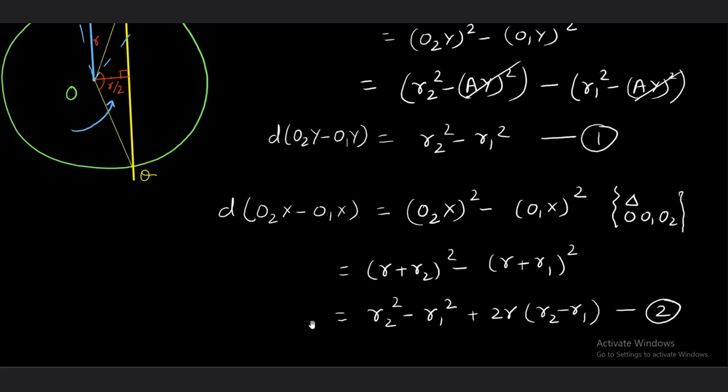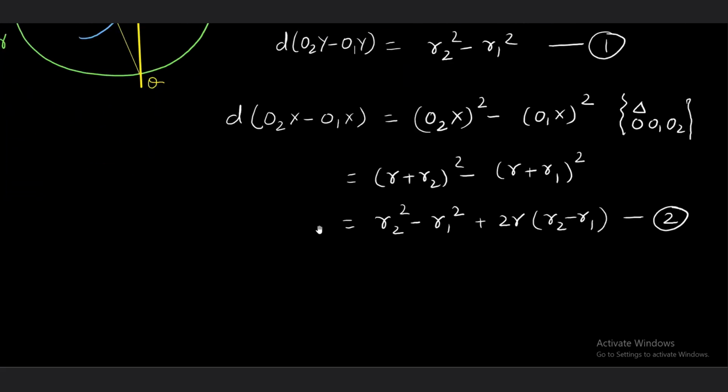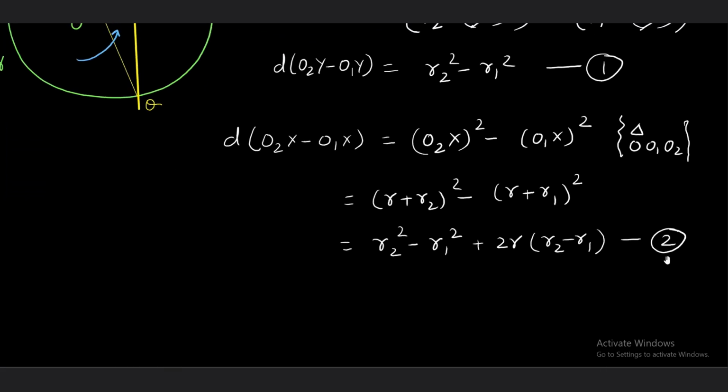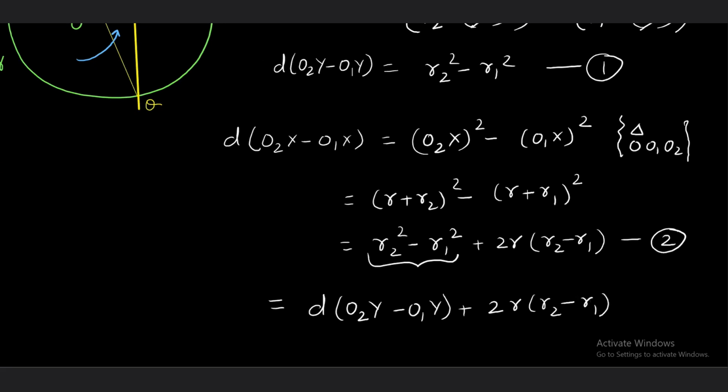This second relation is here. But D times O2x minus O1x, now look at D times O2x minus O1x carefully. I'm going to club this 1 and 2. R2 square minus R1 square we got, right? I'm going to write this R2 square minus R1 square as D times O2y minus O1y. This is 2R, R2 minus R1.